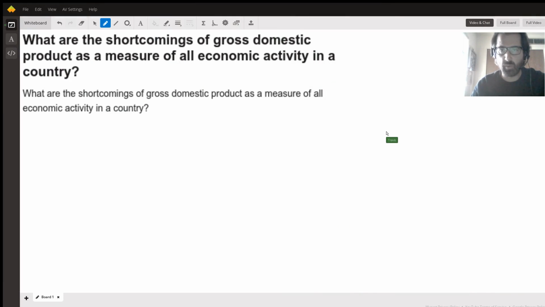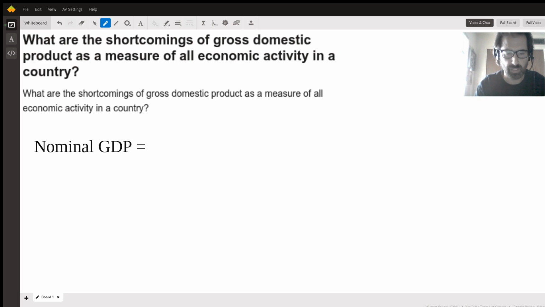Hello, let's think about the shortcomings of using GDP as a measure of economic activity in a specific country. So, in order to do that, we need to think about what is in the GDP. This is actually what's called nominal GDP, which means I'm measuring it at present day prices.